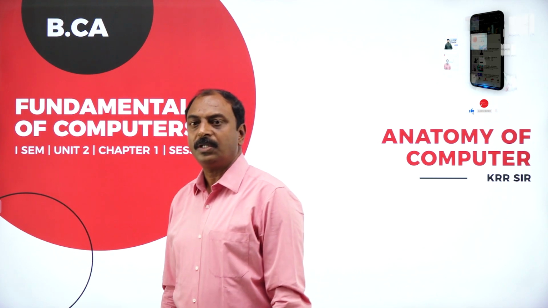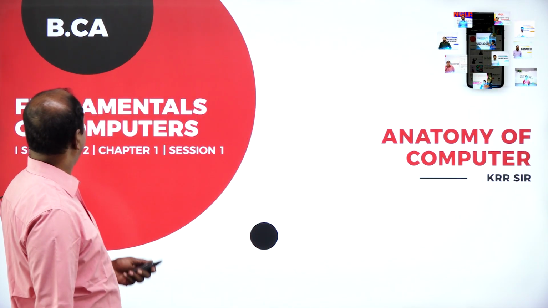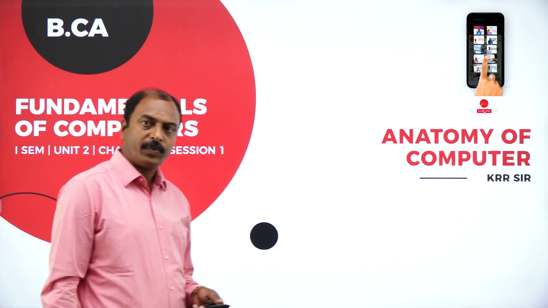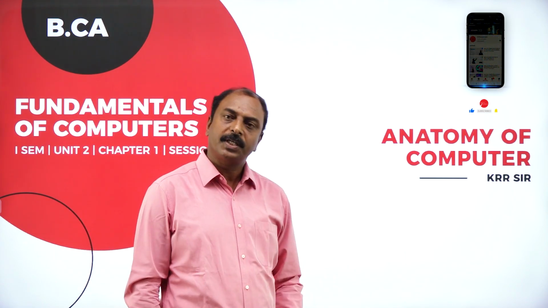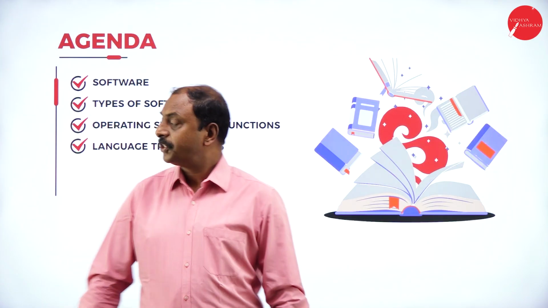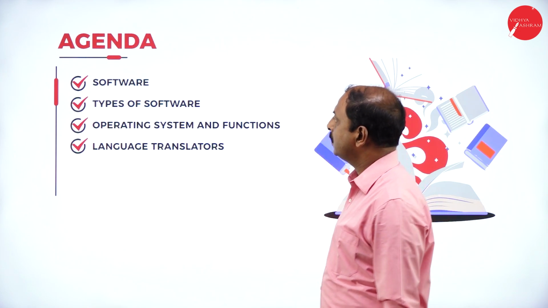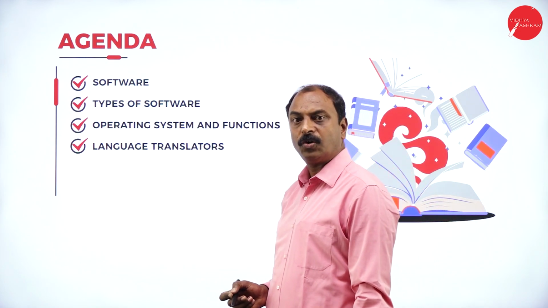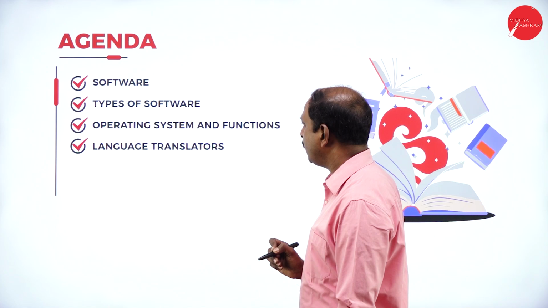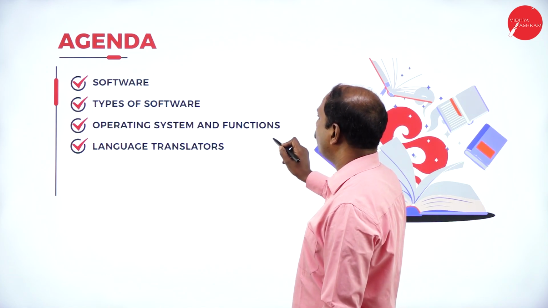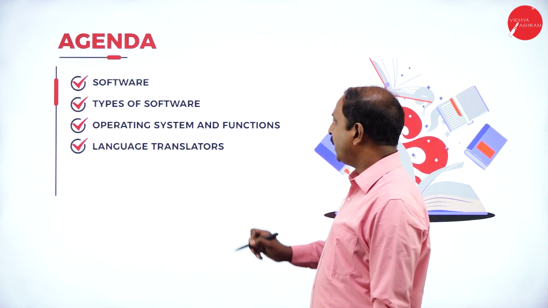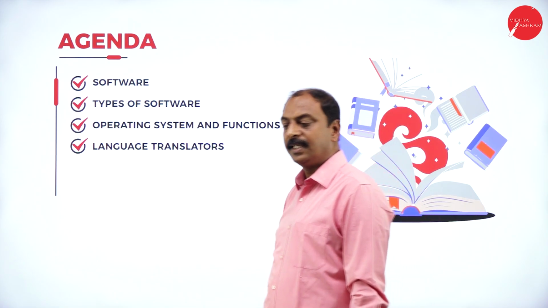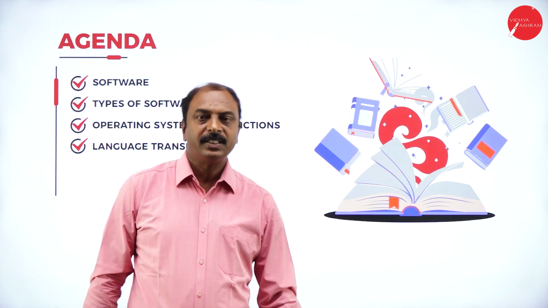Students, let us start our discussion with Unit 2 and Chapter 1, that is Anatomy of Computers. In this session, we are going to talk about software, definition of software, types of software, operating system, functions of operating systems, and language translator. These are the topics to be covered in this session.